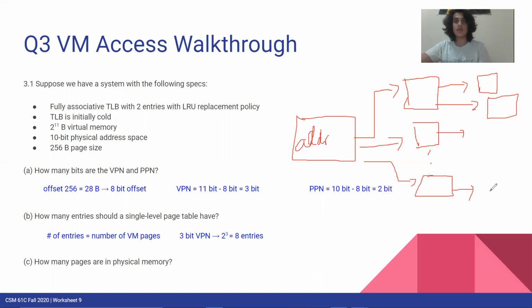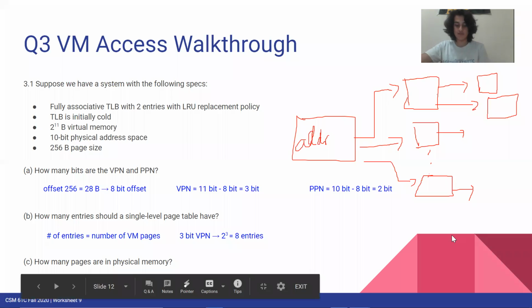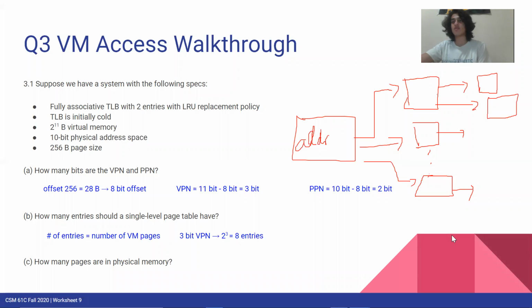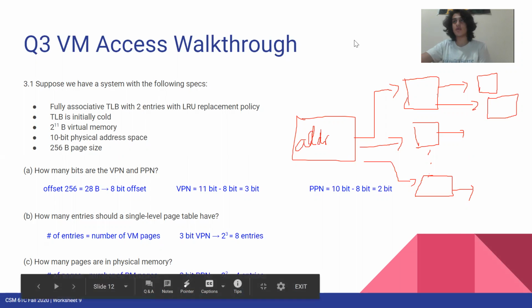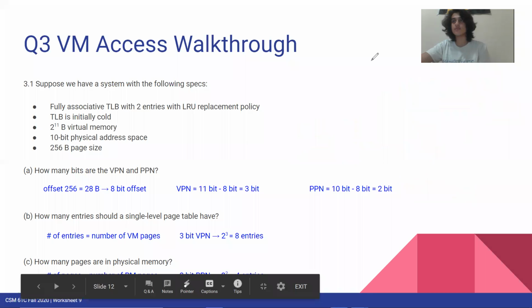yeah. So final question, how many pages are in physical memory? Again, that just corresponds to how many bits you have for a physical page number, because your page number can only correspond to so much. So it's just 2 to the second, based on the number of bits in the PPN. So 4 entries there. So let me clear my drawing.